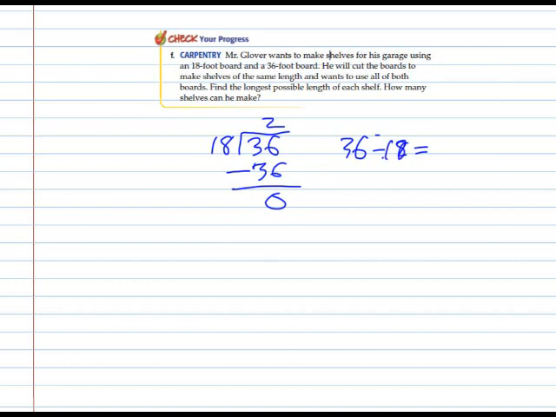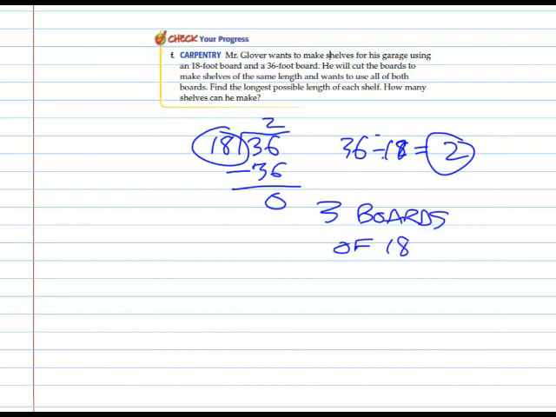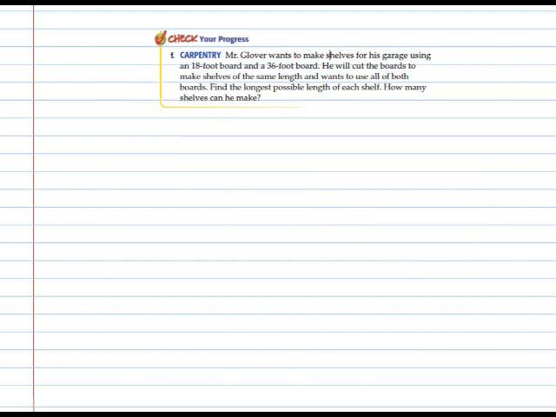36 divided by 18 is 2. So I have 1, 2, 3 boards of 18 feet in length. The longest possible board then being obviously 18 feet.